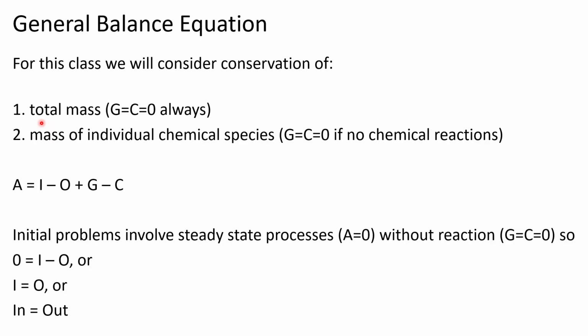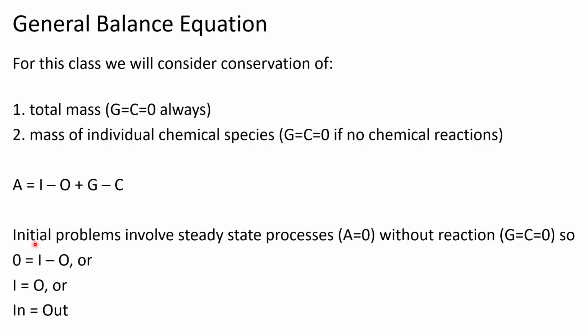We're going to apply this conservation of mass equation in two ways. First, we're going to apply it to total mass, the total amount that enters or leaves a control volume. When we talk about total mass, the G and C terms, the generation and consumption terms, are always zero, because we cannot generate mass or consume mass. However, when we talk about applying our conservation of mass equation to individual chemical species, the generation and consumption terms may not be zero if chemical reactions occur.